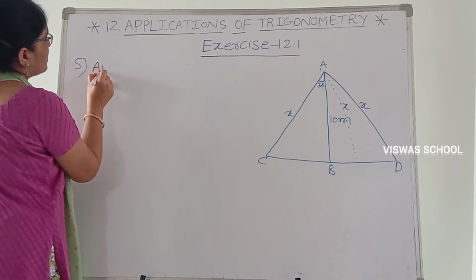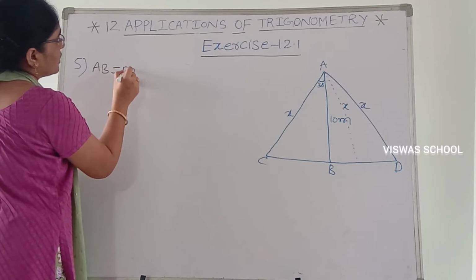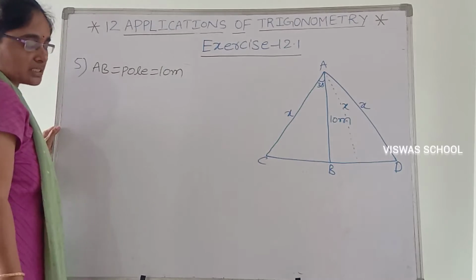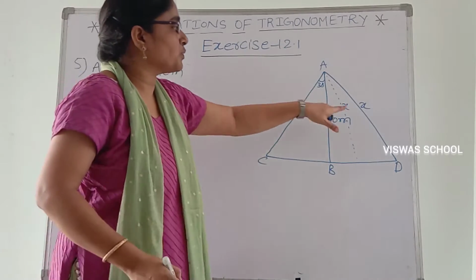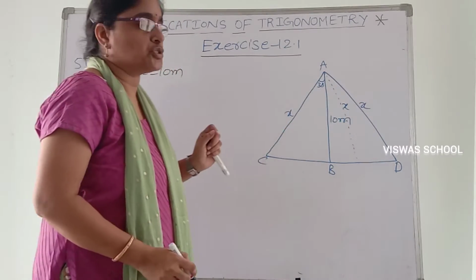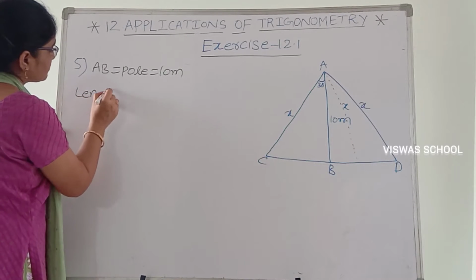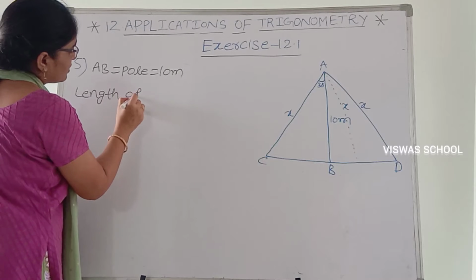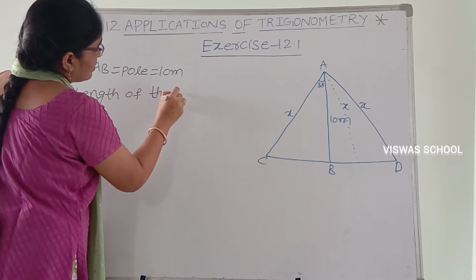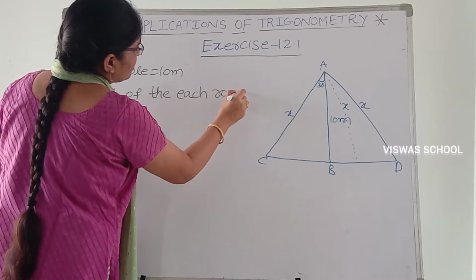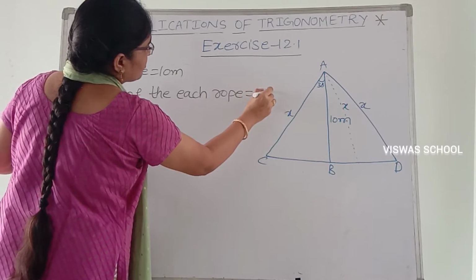Here AB is equal to the pole. That is how many meters? 10 meters. Now this x is the length of each rope. Length of each rope is equal to x meters.